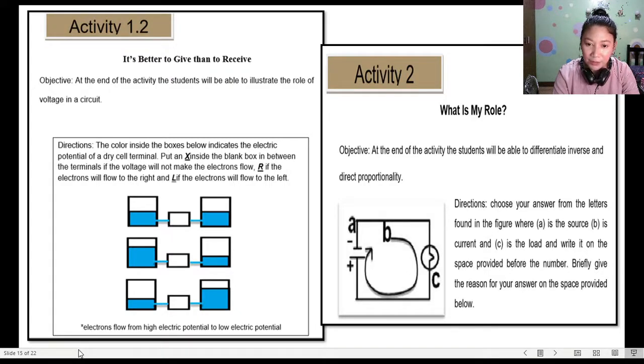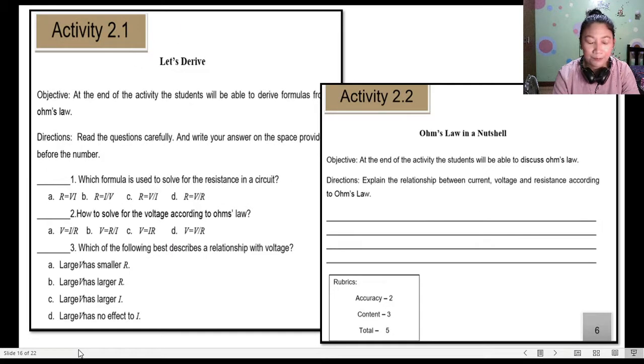B is the current, C is the load or the bulb, and write it on the space provided before the number. So, makita nyo yan sa module nyo. Briefly give the reason for your answer on the space provided. Now, for activity 2.1, let's derive. So, nakita natin kanina yung triangles na ginamit natin for derivation of voltage, current, and resistance, no? So, pwede nyo yung balikan to answer the activity 2.1.